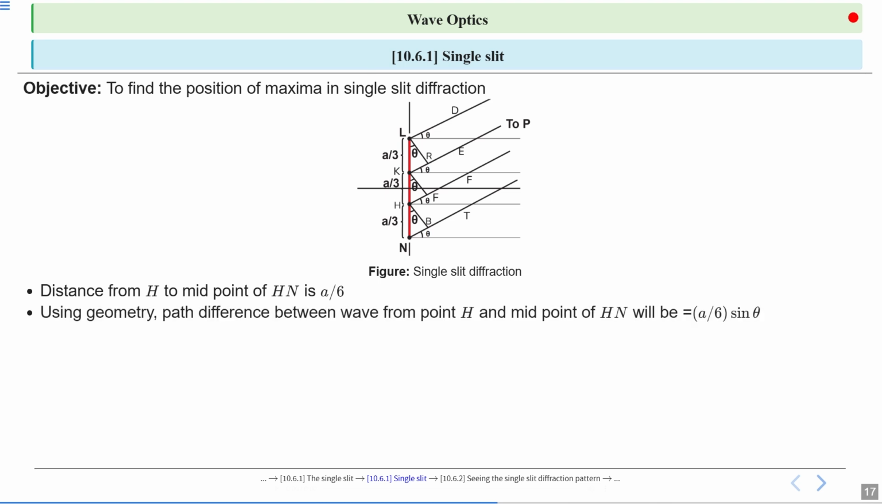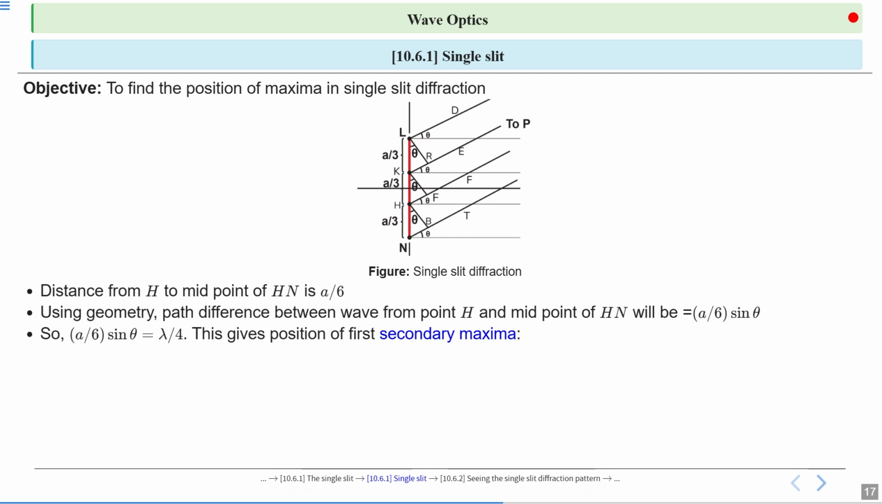Using basic geometry, we can determine that the path difference between the wave from H and the midpoint of H and N is a upon 6 multiplied by sine theta. So we set the path difference equal to lambda upon 4. What is the path difference between the waves originating from H and the midpoint of H and N? That is lambda by 4, which gives the position of the first secondary maxima.